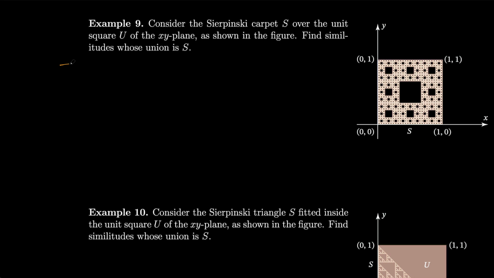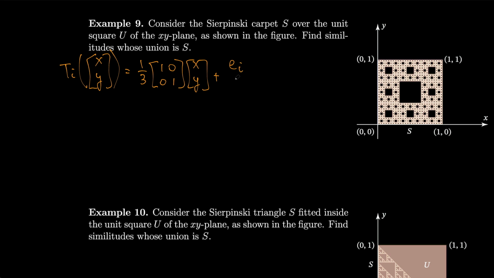So in general, those transformations can be denoted by Ti of xy equal to 1/3 to shrink, 1, 0, 0, 1, then apply that to xy and translate by some EI, depending on where we want to put it. And we'll have to do that 8 times, so I'll set I equal 1, 2, 3, all the way through 8. So let's explicitly write out what the EIs should be and the FIs.